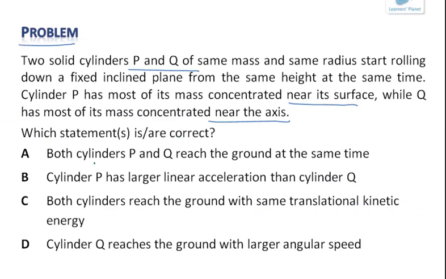So if you look at option A, both cylinders P and Q reach the ground at same time, is incorrect. Option B, cylinder P has larger linear acceleration than cylinder Q, is also incorrect. It is other way around. Now option C is both cylinders reach the ground with same translational kinetic energy. Now that we have to understand. And option D is cylinder Q reaches the ground with larger angular speed.